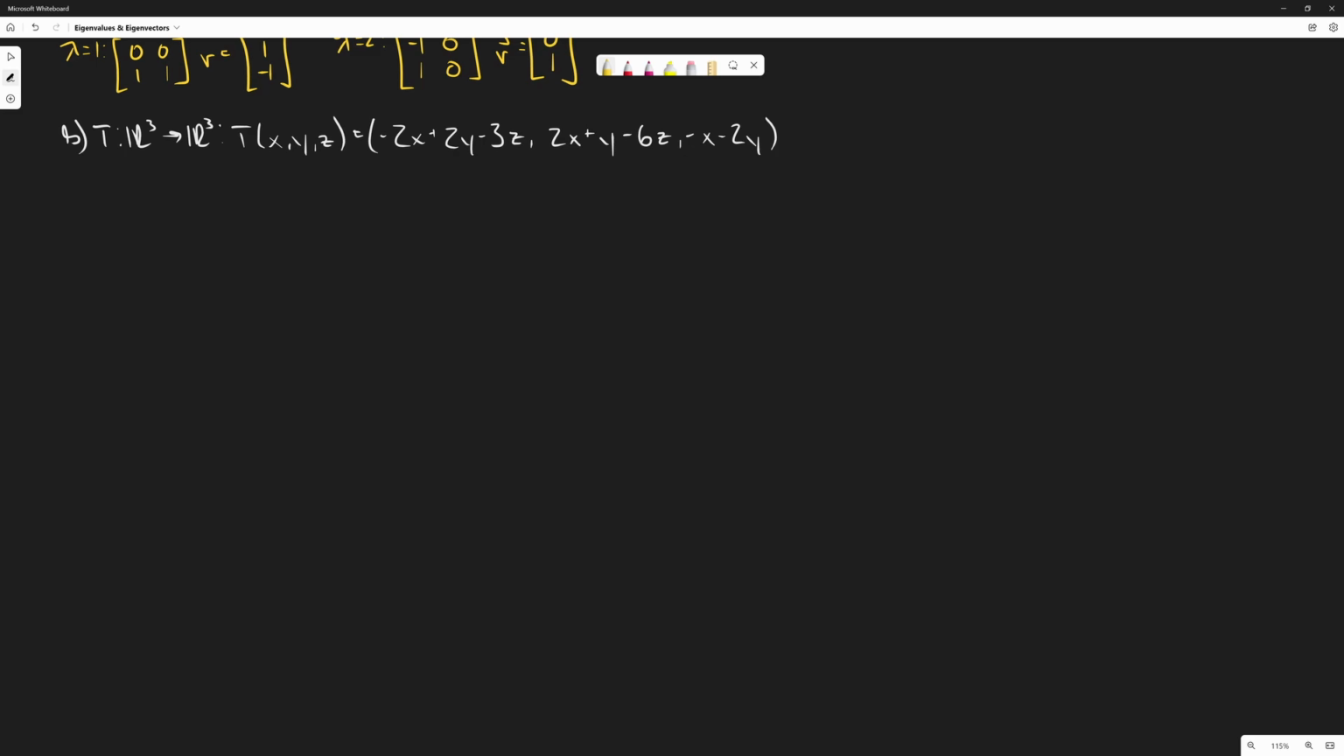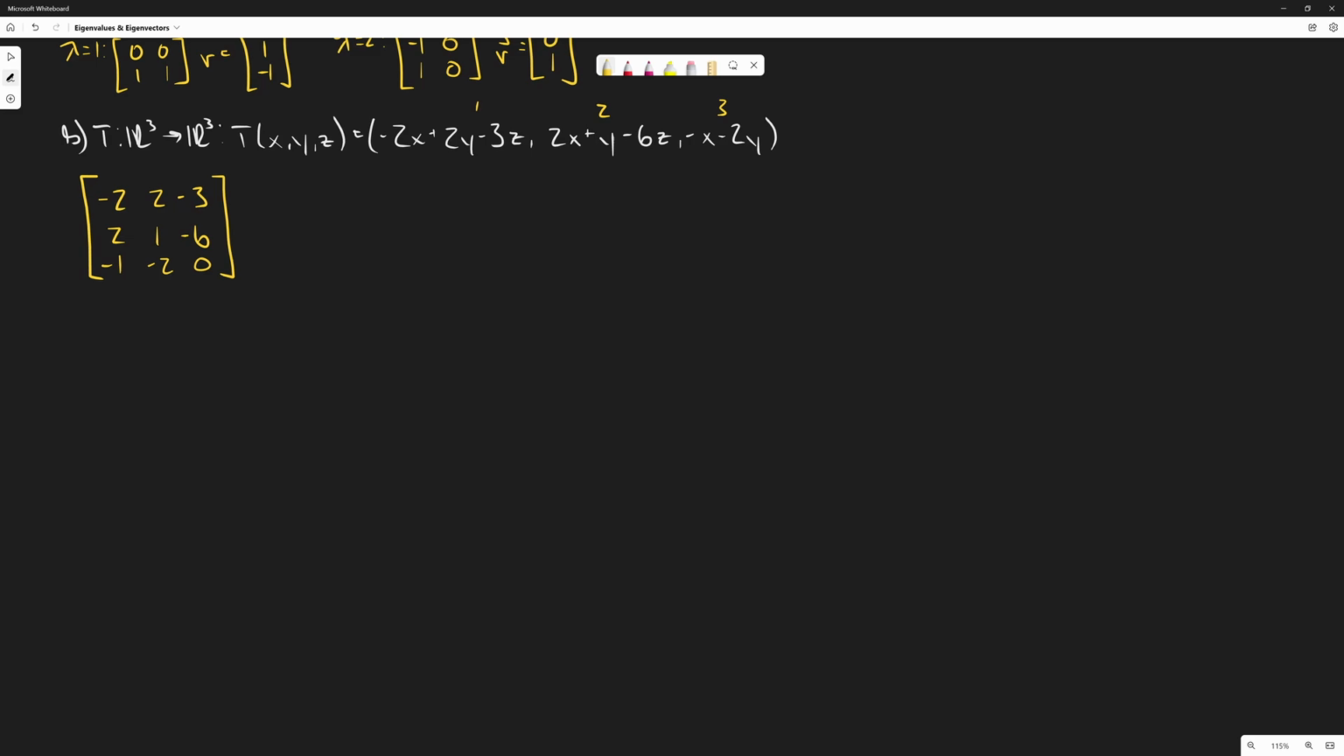It's going to go from R3 to R3, taking in x, y, z, and it's going to give us this output. Again, the first thing we have to do is put this in a matrix. So we're going to have a 3 by 3. The first row will be negative 2, 2, negative 3. Then we'll have 2, 1, no, that's not 0, it's negative 6. And then lastly, we'll have negative 1, negative 2, 0.